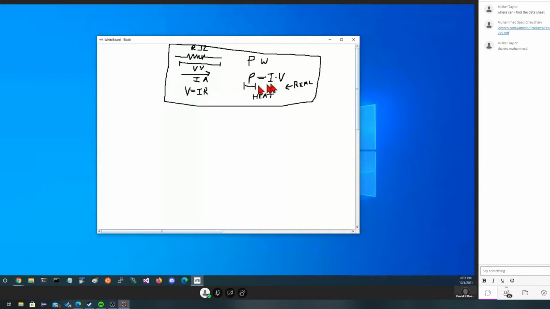Now, I and V are the components of power. We, of course, could replace V here with IR, and then we have I squared R is what P is equal to. But notice that then the I gets a squared term. But nevertheless, it's all linear. It's all real. Really happens.